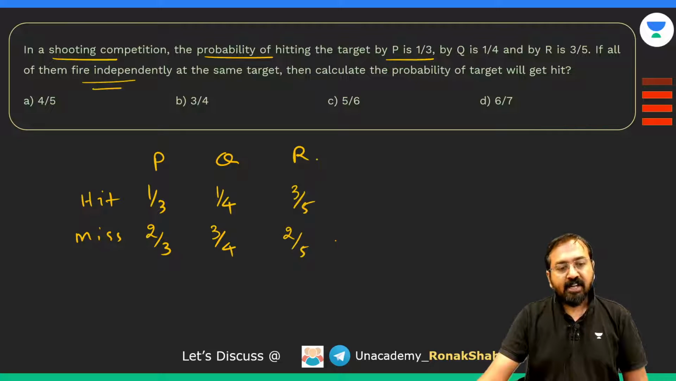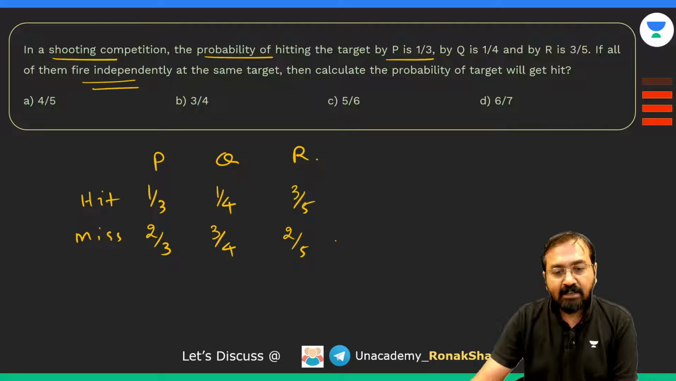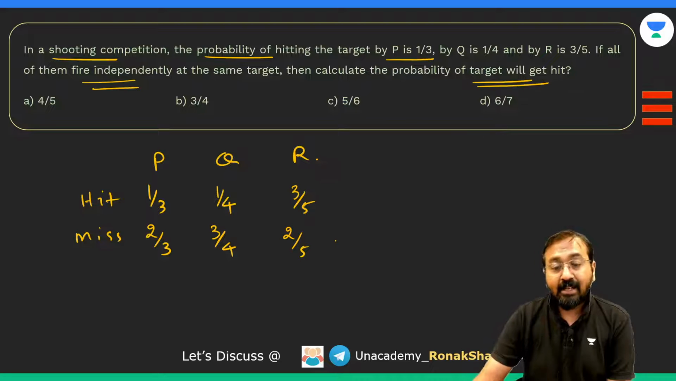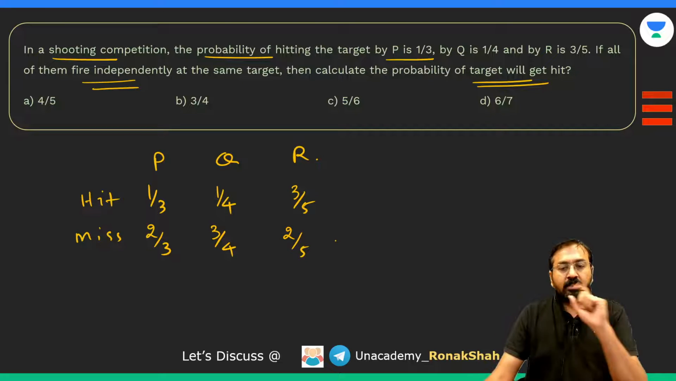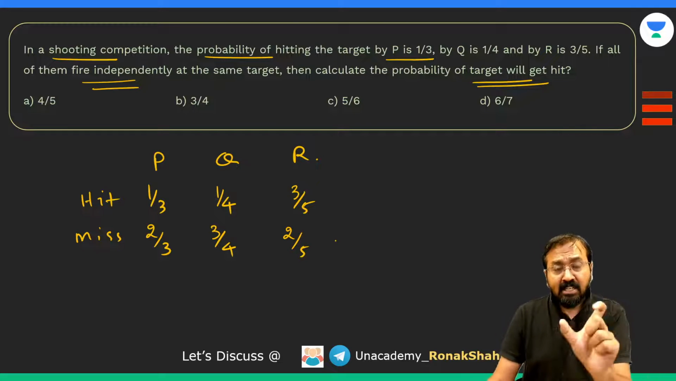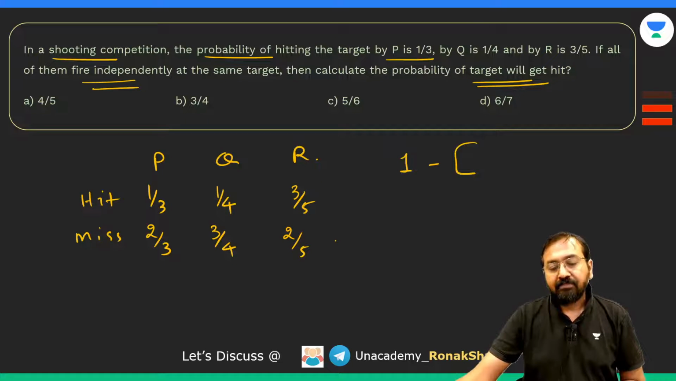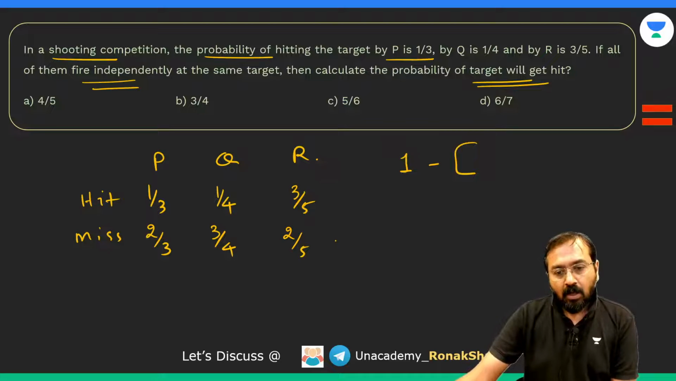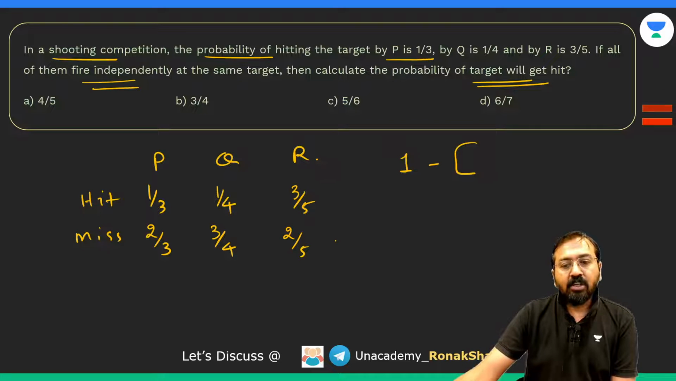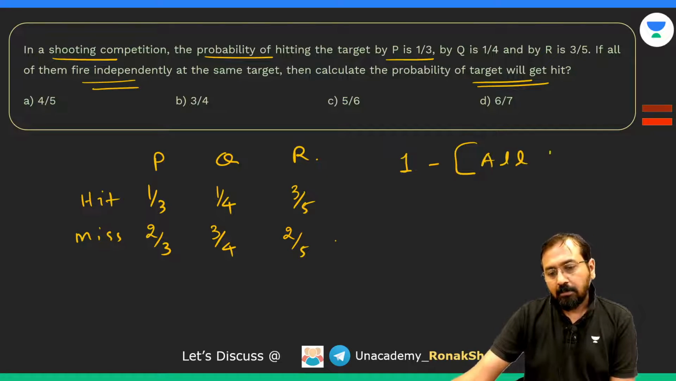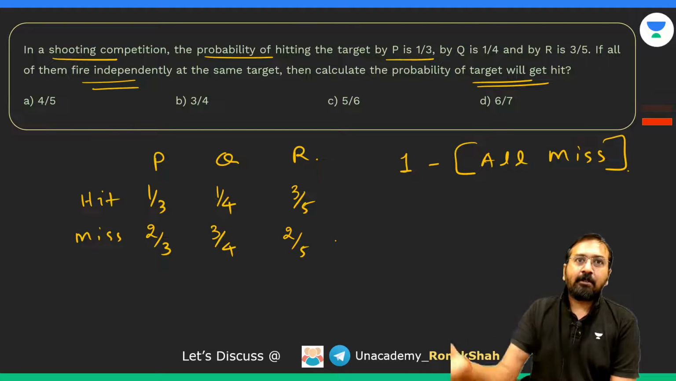If all of them fire independently at the same target, then calculate the probability of target will get hit. Now target will get hit means at least one of them hitting the target. That means 1 minus all of them missing the target. Do you agree with this? All missing the target. So that will get us at least one of them hitting the target.